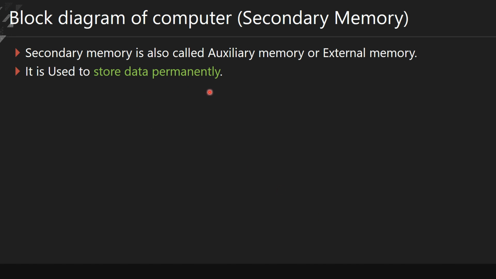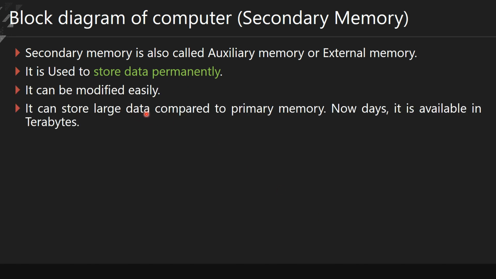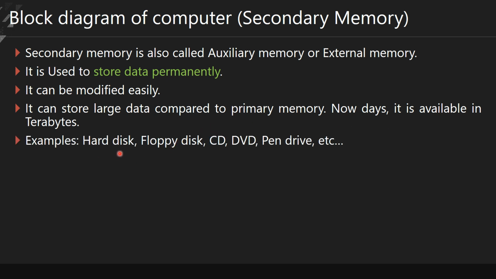Secondary memory stores data permanently, and it can be modified easily whenever you want. It can store larger data as compared to the primary memory, and nowadays it is available in terabytes. Usually floppy disks and CDs, DVDs were used, but nowadays nobody is using a CD. We are using hard disks and SSDs, in terms of terabytes.